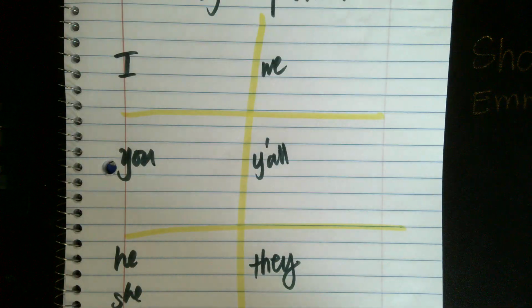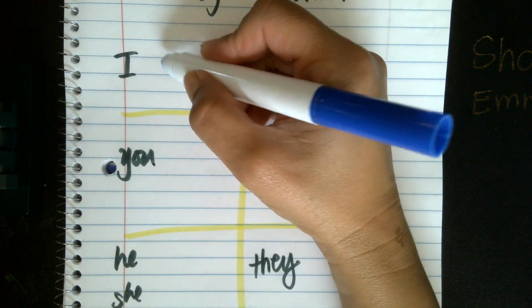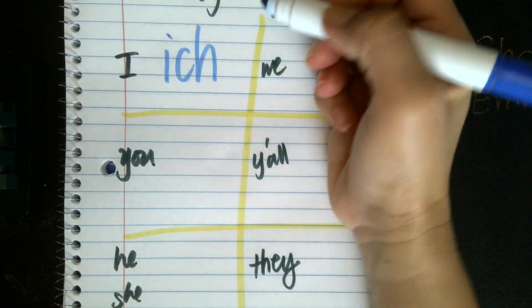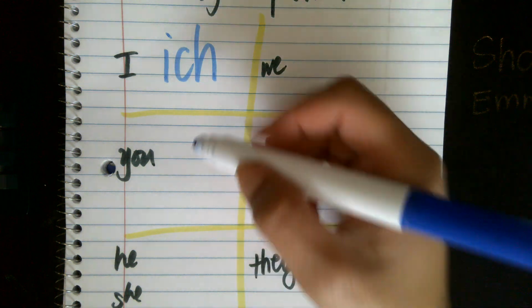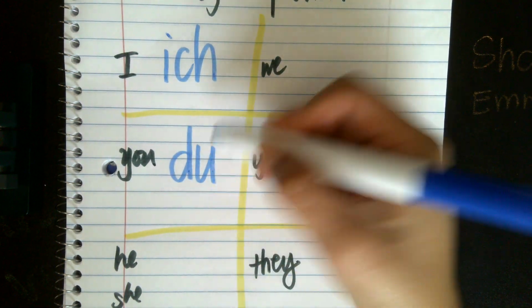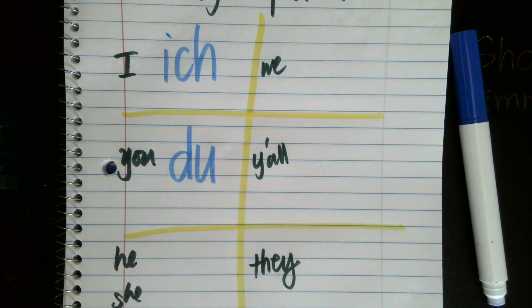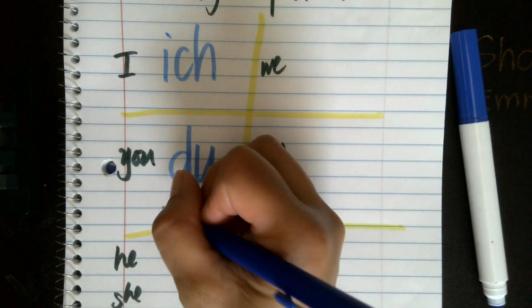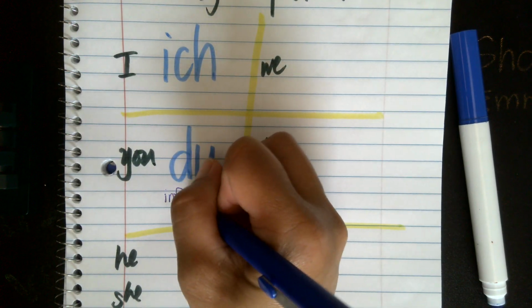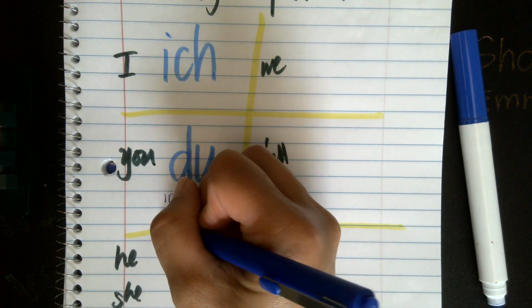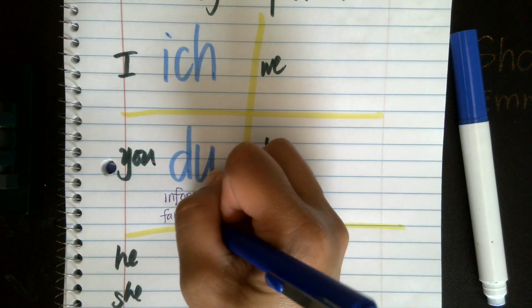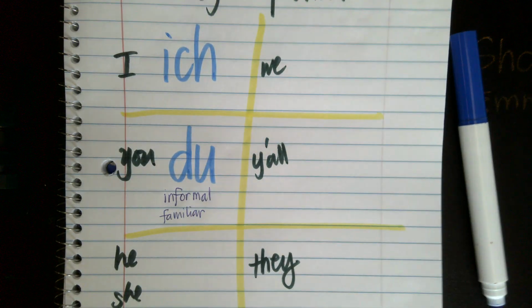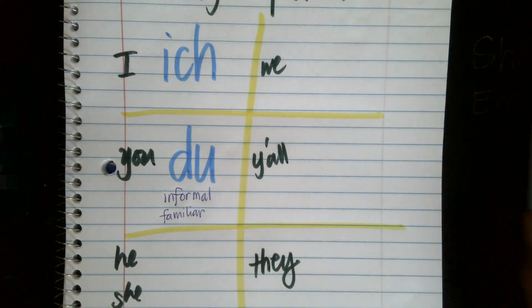Okay, the very first one, when we're talking about the word I in English, in German, we are going to say ich. Ich. For the word you in German, that's going to be du. And when you hear the word du, that is going to be informal. It's a familiar person that you are talking to.